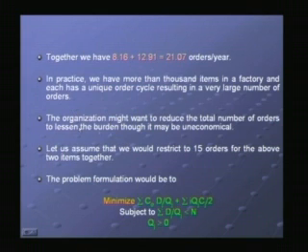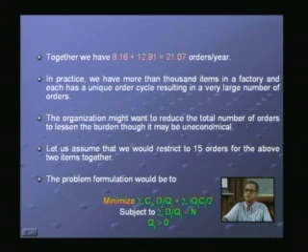Now, the organization might want to reduce the total number of orders to lessen the burden, though it might be uneconomical. It would be uneconomical because we have already seen that any quantity other than the economic order quantity would increase the total cost of ordering and carrying. So, it could be uneconomical, but the economic order quantity is now posing a large burden on the people who are doing the purchasing. Therefore, the organization might want to reduce the total number.